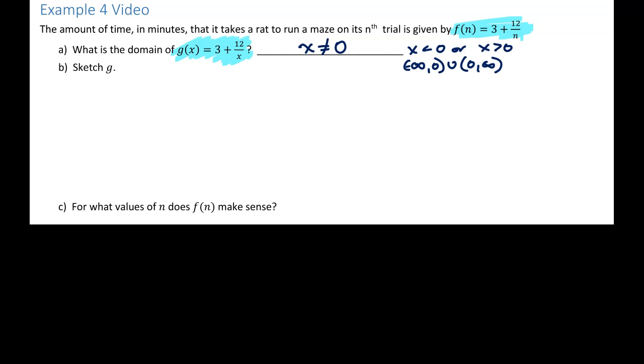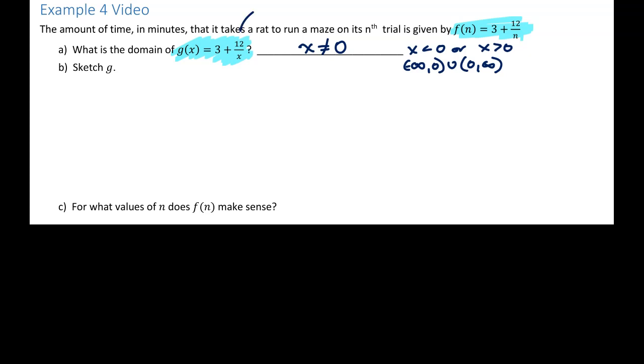Okay, and then B asked me to sketch a graph of g. I'm really hoping you're coming out of some pre-calc with pretty good knowledge of graphing rational functions. This one is fairly straightforward, so I don't think it should give us too much trouble. If you think you need some review on that, let me know. I can find it for you. But here, what I would say is you could graph it in this form by thinking transformations.